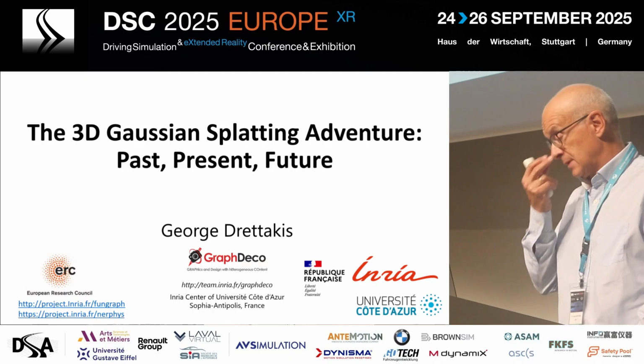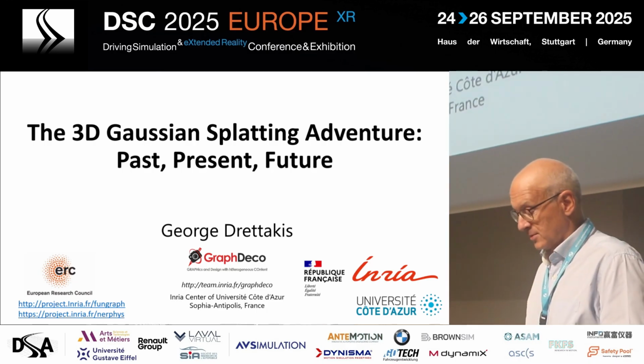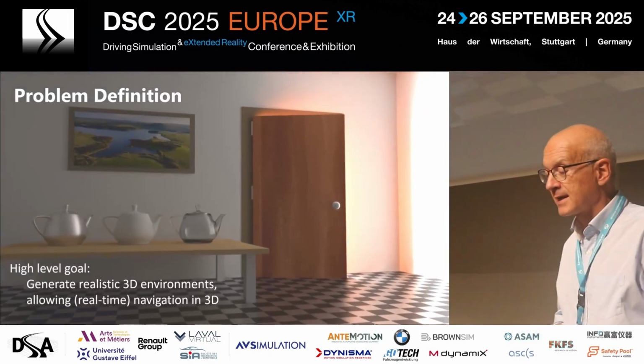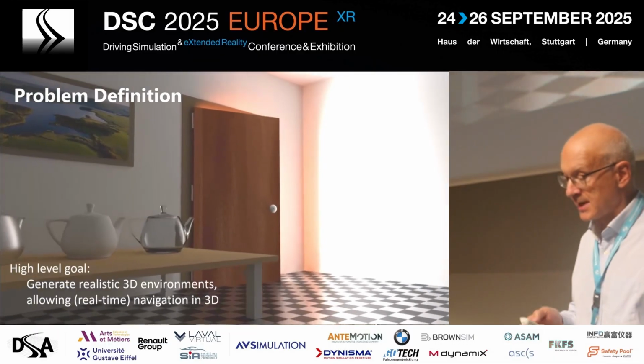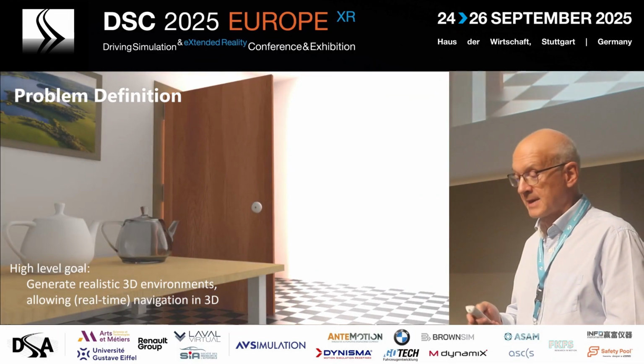So I'm a senior researcher at INRIA, which is the French National Institute for Research in Computer Science, and my group works on computer graphics. So what exactly is computer graphics and what is it that we try to do? A high-level goal is to create realistic 3D environments and allow real-time navigation.